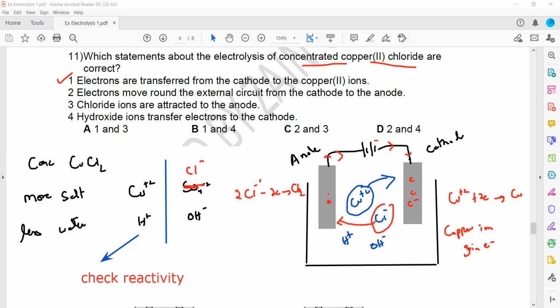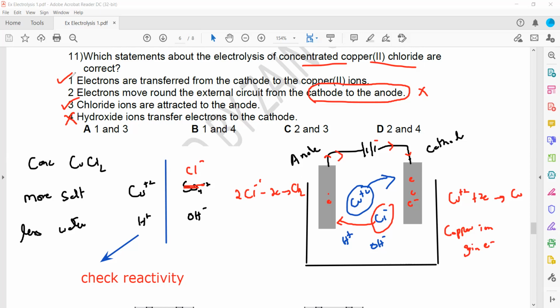Electrons move round the external circuit from cathode to anode. That's wrong. You can see electrons are moving from anode to cathode. That's why this is also wrong. Chloride ions are attracted towards the anode. That's true, because they're more, so that's why they're able to move. Hydroxide does not transfer electrons to cathode. Actually, the statement is wrong because hydroxide is not involved here, and they're not transferring to cathode, they would transfer to the anode if they moved.